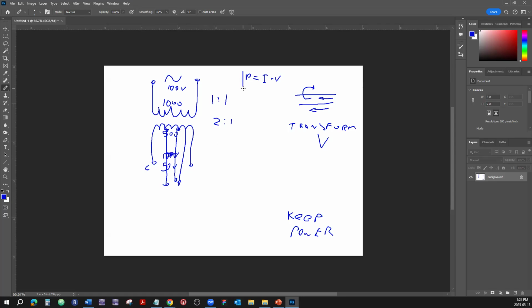So if we have that formula here, what happens if we have different amounts of windings here? The power here has to be equal to the power here. So if we decrease the voltage on the secondary, the current is going to increase in the circuit in order to keep the equal sign between these two. So also, transformers transform current.